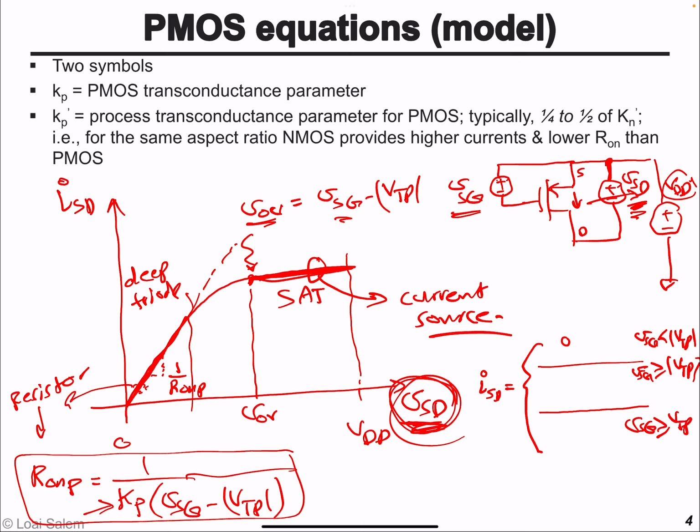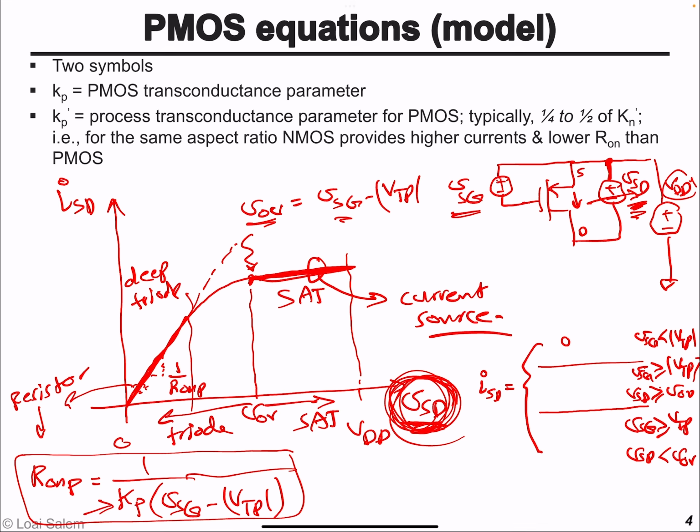What differentiates them is essentially the source to drain voltage. If the source to drain voltage is larger than V overdrive, the transistor is in the saturation region. If VSD is less than V overdrive, the transistor is in the triode region. Saturation region and triode region.